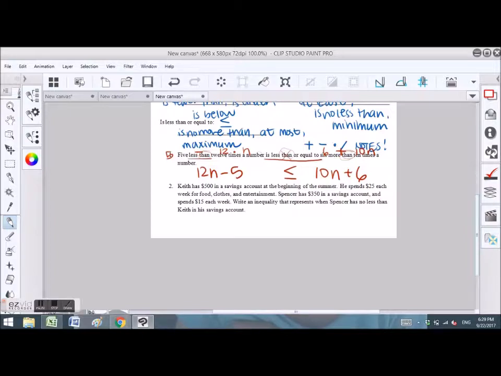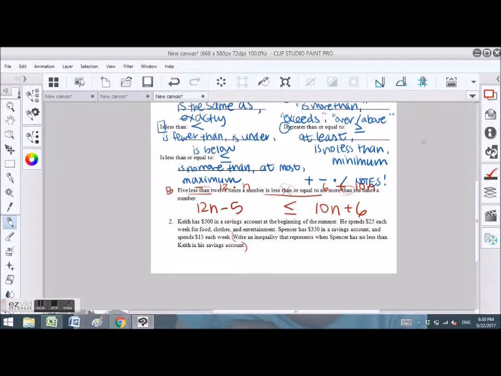Great. The next one is a little bit longer of a word problem, so we need to pay really careful attention to each part. It says Keith has $500 in a savings account at the beginning of the summer. He spends $25 each week for food, clothes, and entertainment. Spencer has $350 in a savings account and spends $15 each week. Write an inequality that represents when Spencer has no less than Keith in his savings account. So here we find the inequality we need to write is when Spencer has no less than Keith. So when we say is no less than, we see that actually means is greater than or equal to.